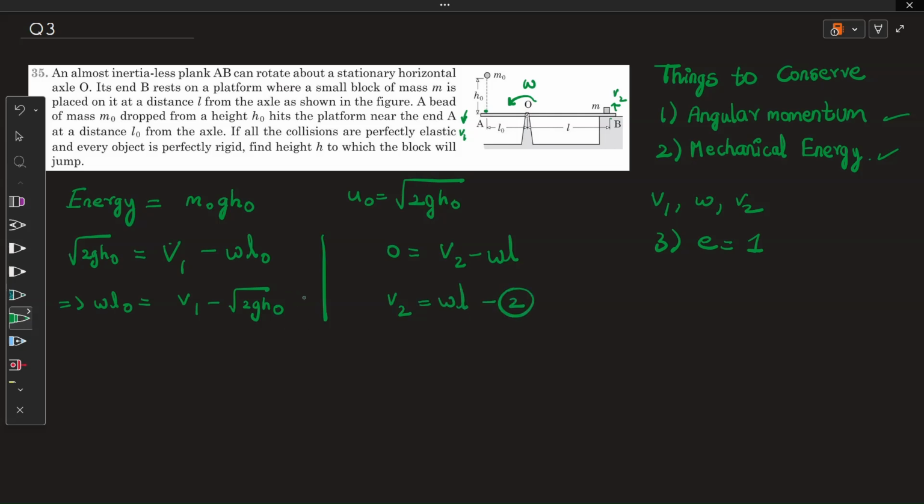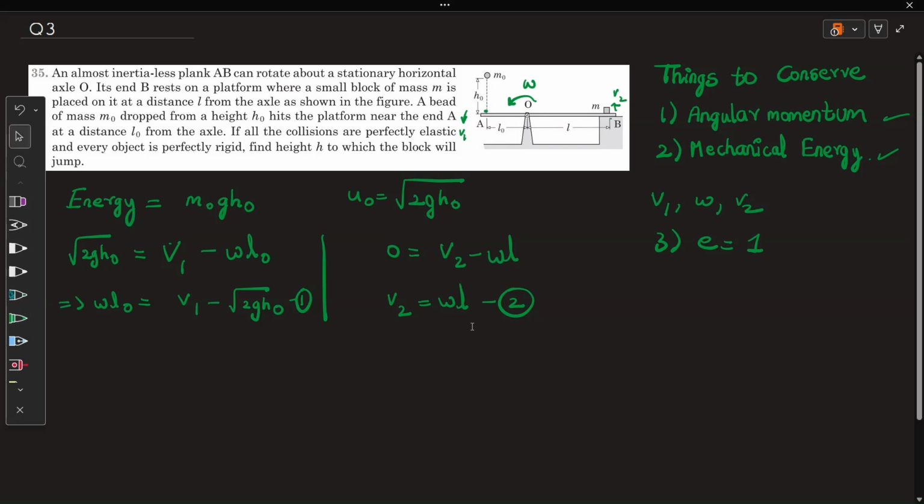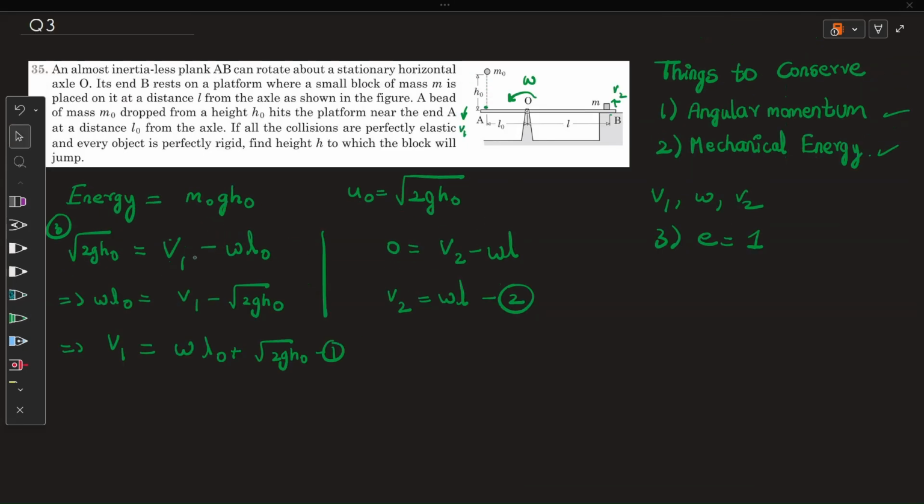This is a very important part of this question. We found omega in terms of v1 and v2. Sorry, here the velocity of separation should be v2 minus v1. So I have to put a negative sign over here. If I put a negative sign over here, this becomes positive, and if I bring it here, this becomes negative. Okay, now let's conserve angular momentum.